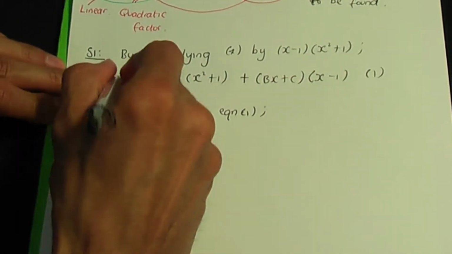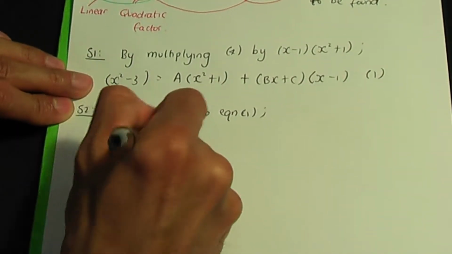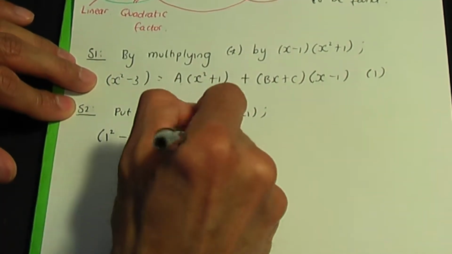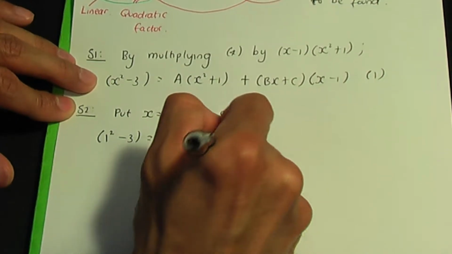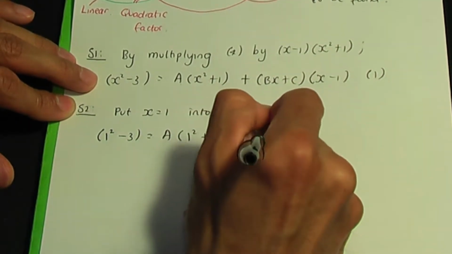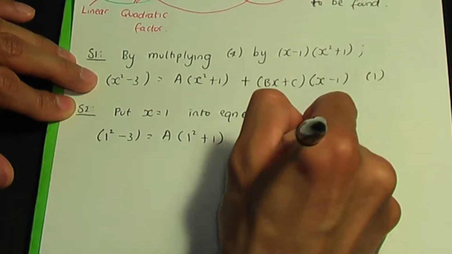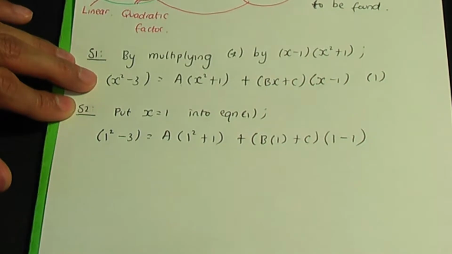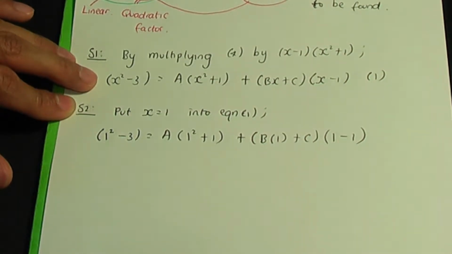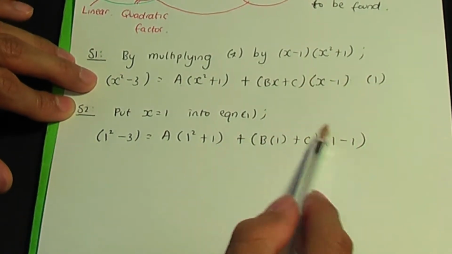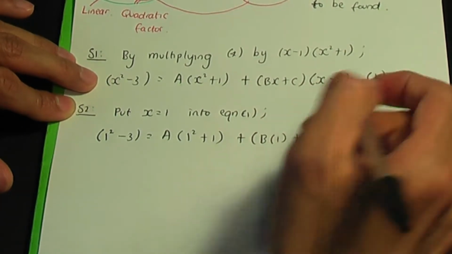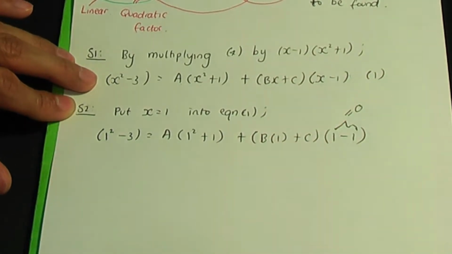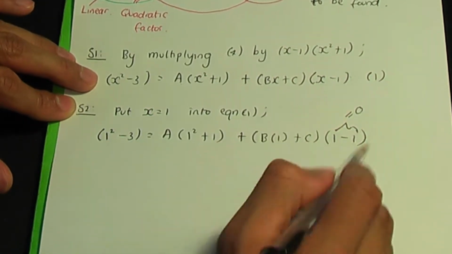By doing that, we'll have 1 squared minus 3 on the left, that is equal to a into 1 squared plus 1, plus bx plus c, into 1 minus 1. We know that this term is going to be 0, but I just want to stress that we chose x as 1 because 1 minus 1 is 0, so that would eliminate this term here.